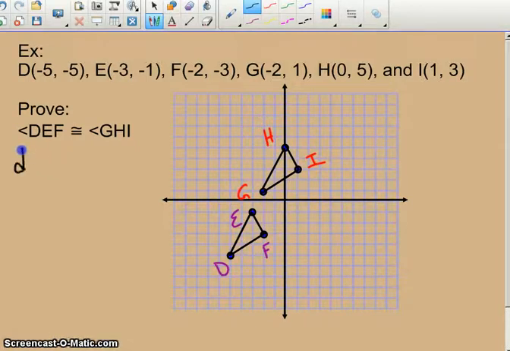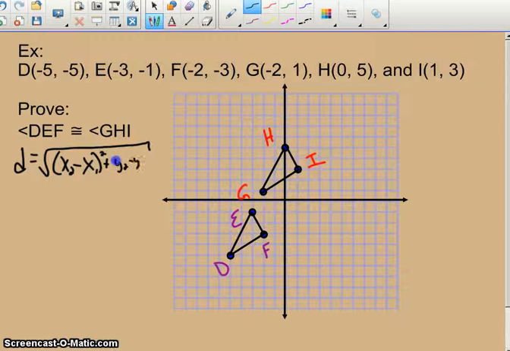So it goes back to our distance formula, which is the square root of x2 minus x1 squared plus y2 minus y1 squared. We need to plug in each one of these and be able to show that this side would be the same length as this side, and this side the same length as this side. And then we'd be able to tell that the two triangles are congruent, and then the corresponding parts are congruent. So that's where we're heading with this problem. Let's go ahead and work some of it out for you.